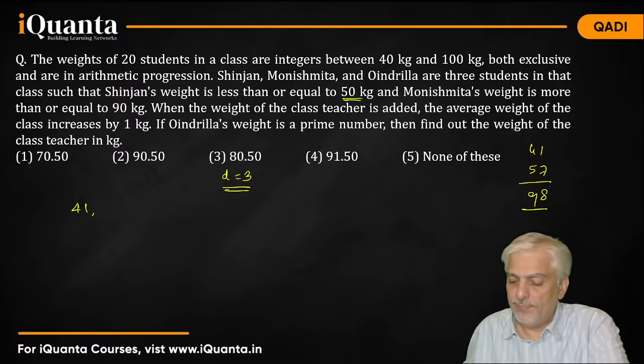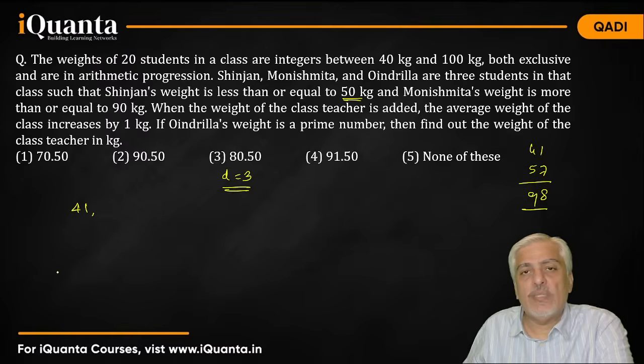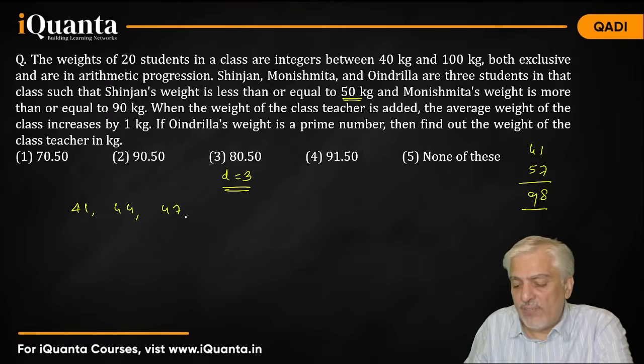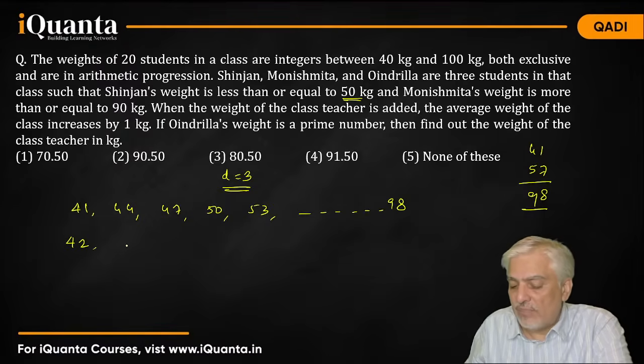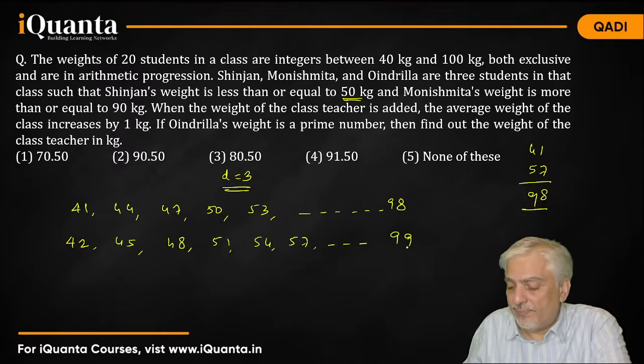Okay, let's start. So if I start with the lowest one as 41, I know my last term will come 98 because 19 threes are 57. 41, 44, 47, 50, 53 and so on. Last term will be 98. If I start with 42, my last term will be 99: 42, 45, 48, 51, 54, 57. Last term will come 99.